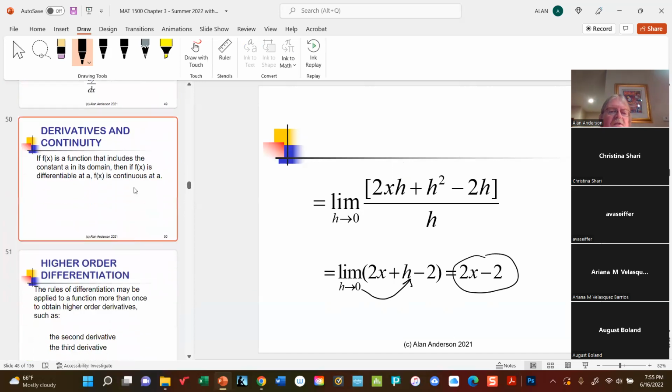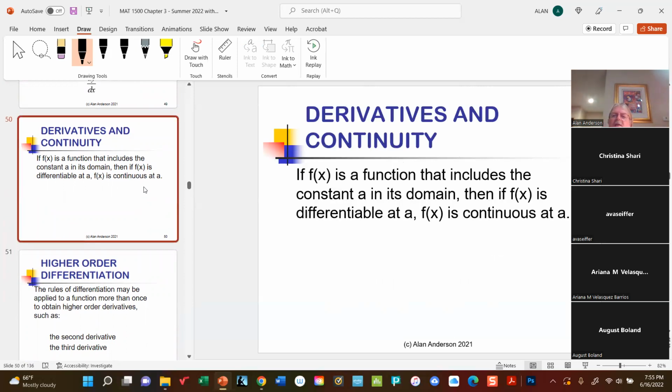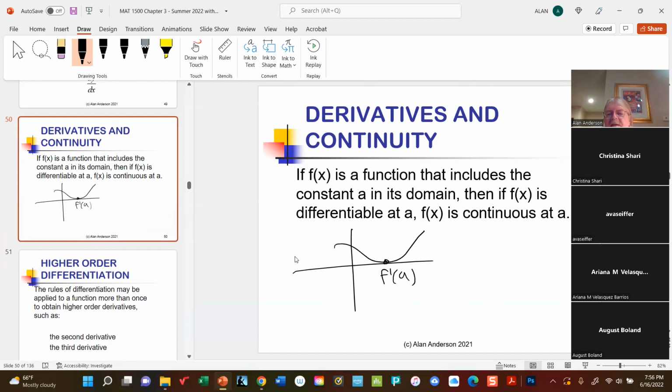Okay, now, by the way, just for completeness' sake, there's a theorem that tells us that if a function is differentiable, let's say here, that guarantees that the function must be continuous at that point. So in other words, you don't have to worry about continuity. If we can find a derivative at that point, that guarantees that the function is continuous.